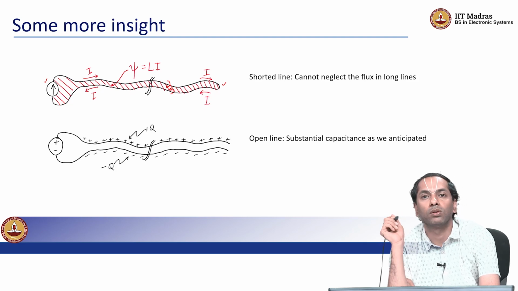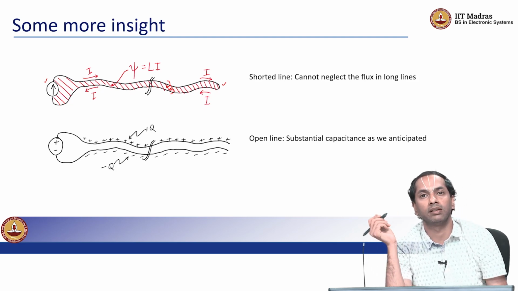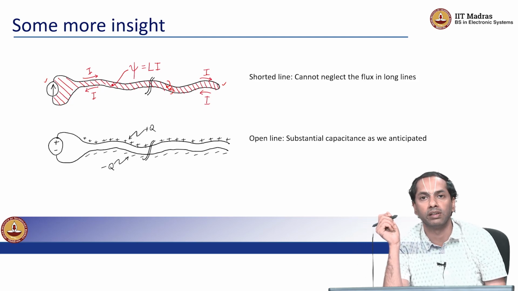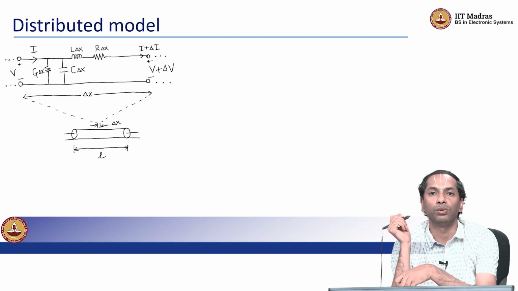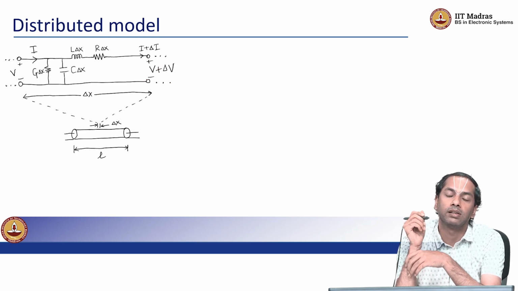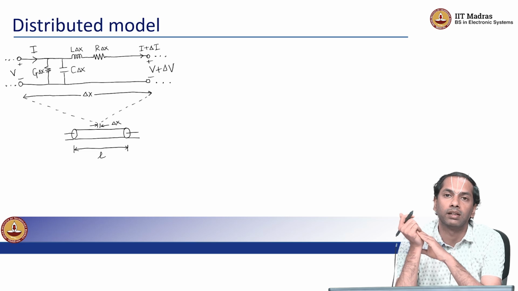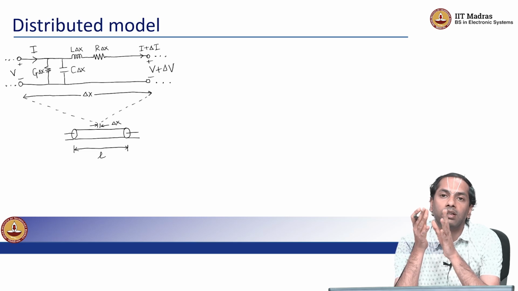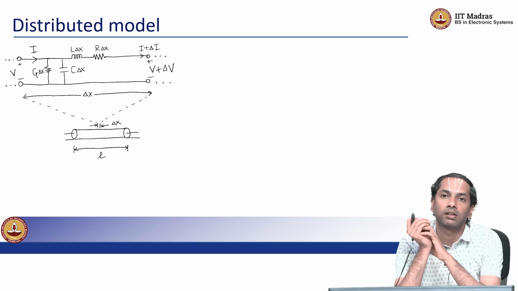And the open line, of course, tells us that we need a capacitance as well. So now with this new insight, let us see what we can do. What we essentially say is that this transmission line of some length L can be broken down into sub pieces delta x, where each delta x region constitutes a circuit, a circuit that consists of inductors, capacitors and resistors.